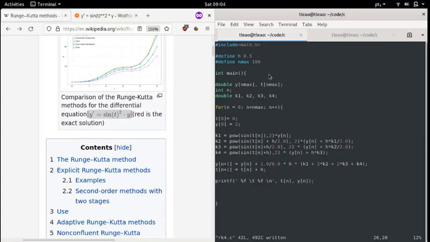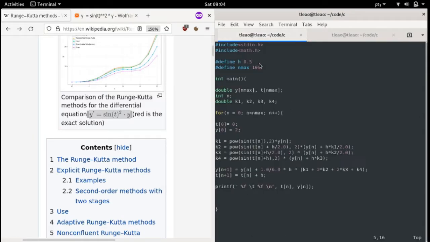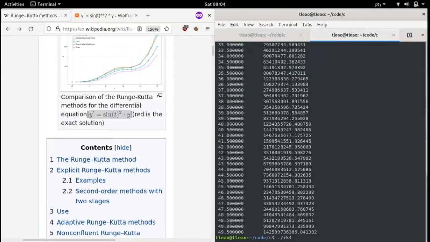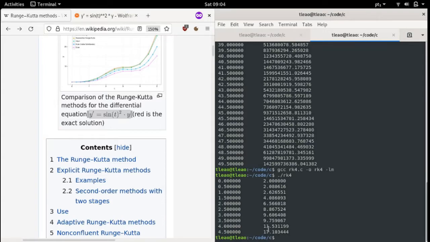So we need to either increase the time steps here or decrease the n max. So let's decrease the n max and see what happens. Okay, let's run it again. Now we have a solution up to around 5. I think you see here that they're using 0.5, but I found that that is pretty coarse for our purposes here.